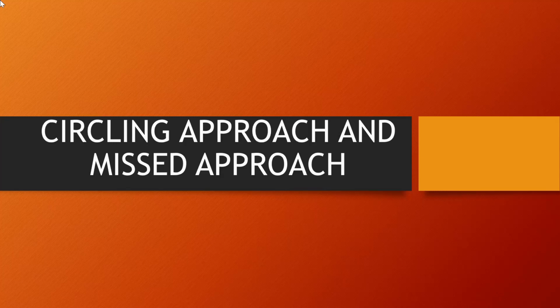Hi guys, just another video presentation on the phenomenon of what we call circling approaches. I'd like to make it very simple, in the simplest of explanations that I will be able to offer you, on understanding what a circling approach is and how we execute it, and if we have to go for a missed approach in a circling maneuver, what do we do?